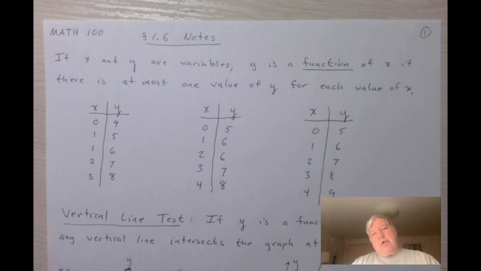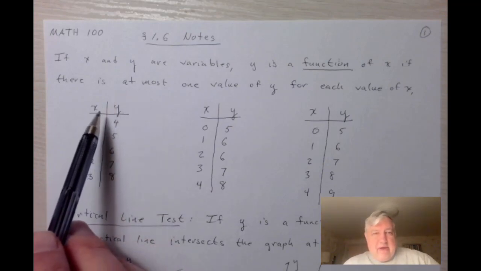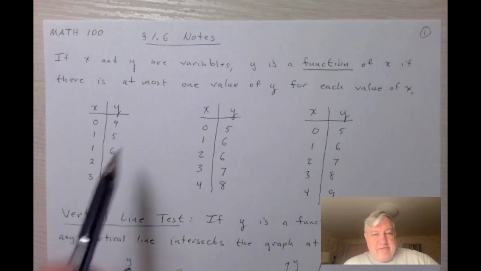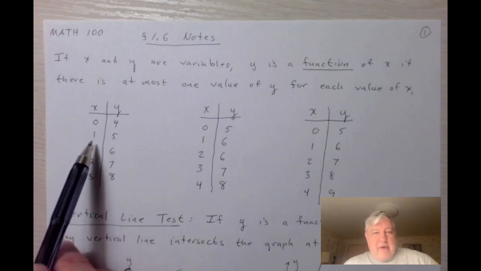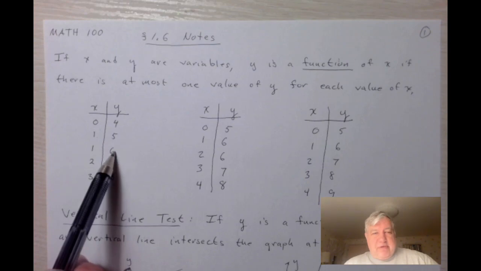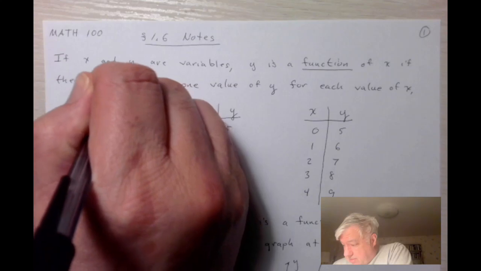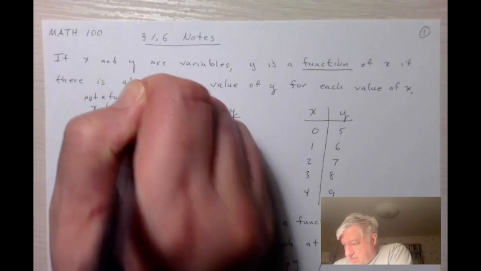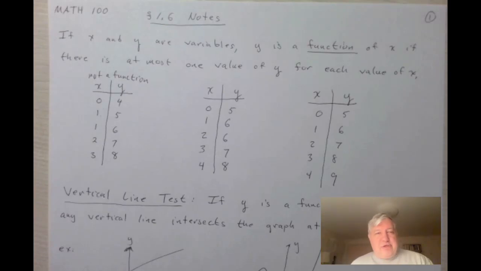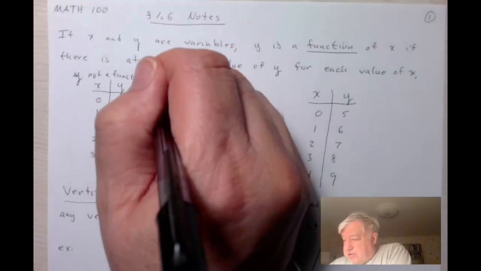Okay. So what that means here, for example, in this first example, if these are the x values and the y values, we get two output values for one, right? We have 1 gives us 5, but 1 also gives us 6. So in this case, this is not a function. Or I should say y is not a function of x.